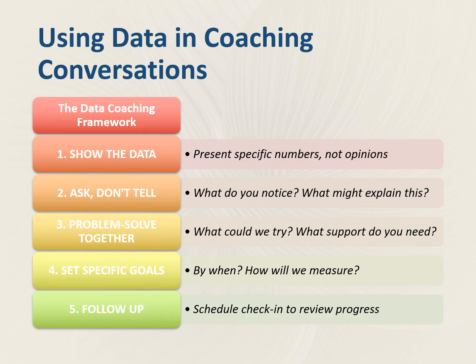Step 4, set specific goals. Vague goals don't work, such as improve your MSG rate. It's too general. Instead, say, let's aim to get your MSG rate to 55% by the end of next month. That means 11 of your 20 NRS students need to achieve MSG. Let's identify which students are closest and create a plan for post-testing. Specific and measurable.